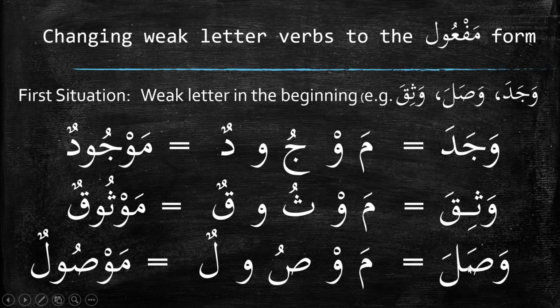And here we have wasala. So again, in order to change this into the maf'ool form, meme with a fatha, waw with a sukoon. The ayn, the second letter, has a dhamma. Yeah, we changed that, the vowel. And then the waw here will be added. So letter, vowel, vowel, letter. And then we add the final letter, the lam, which also happens to be a lam here. So we have mawsool, mawsool. Okay, so mawjood means to be present or to be found.